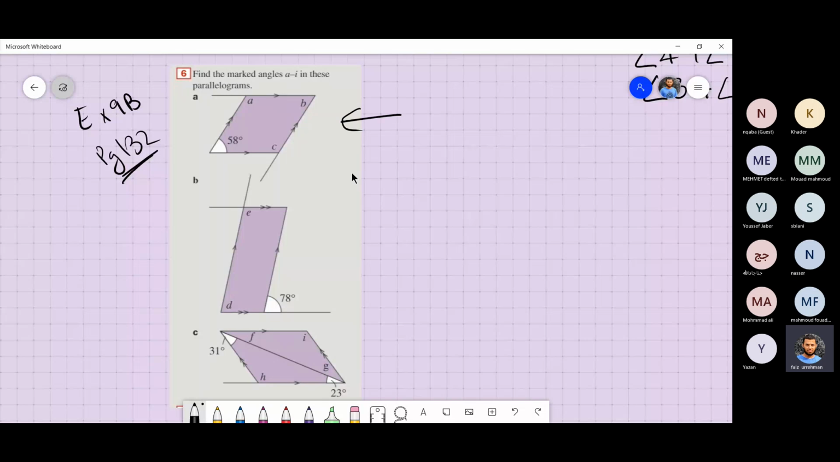How many angles are not given? 3. 3 angles are not given. How many angles is given? Just one, 100. Okay. And a parallelogram is given.